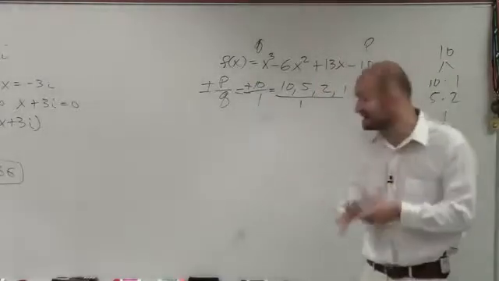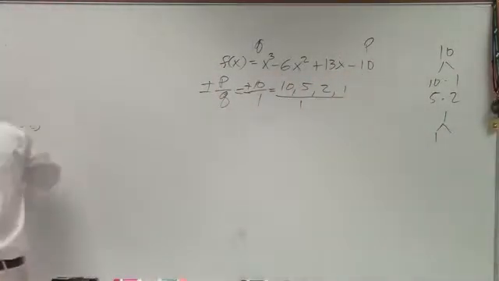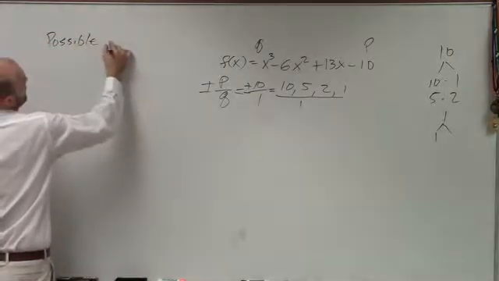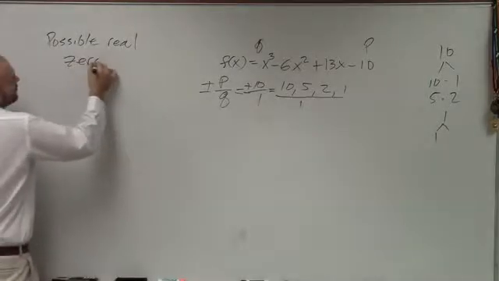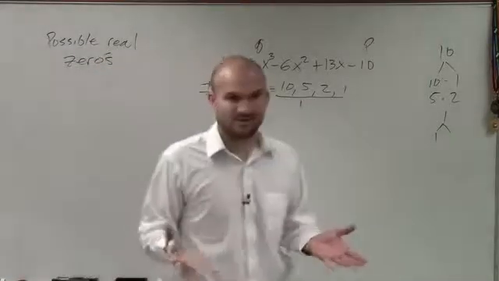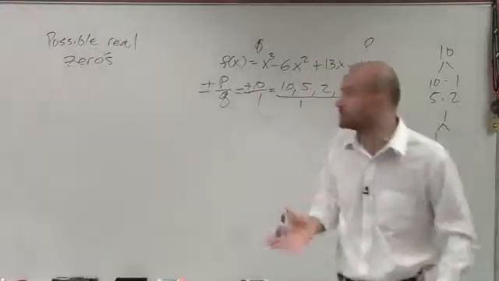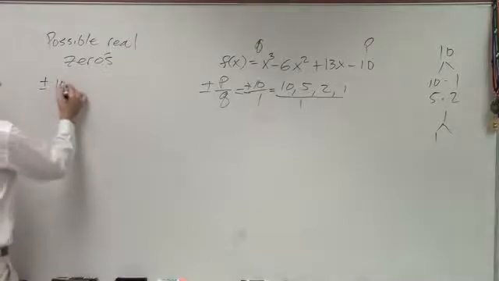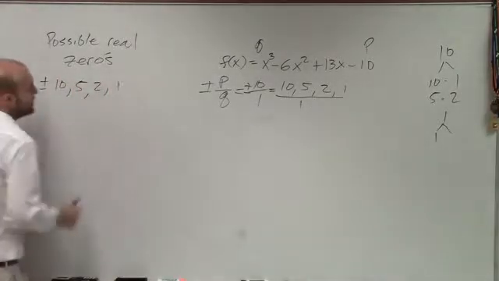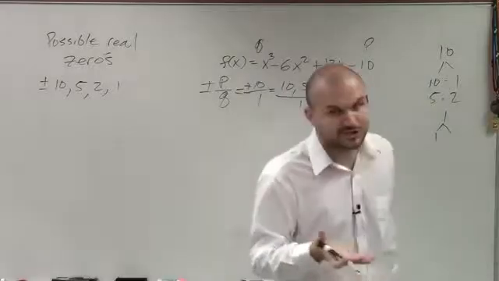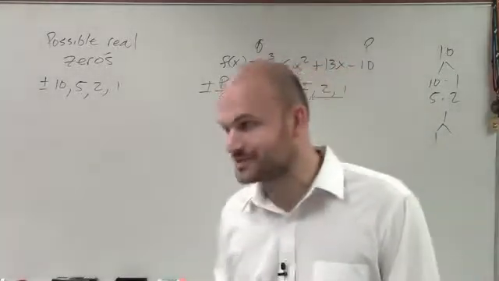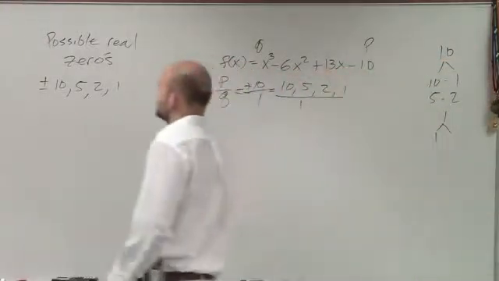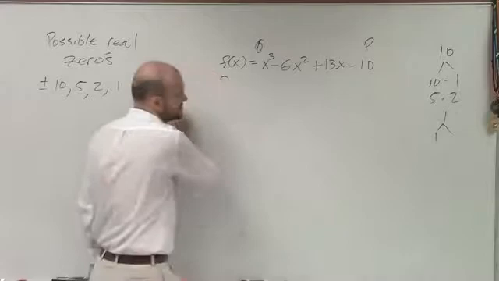So the possible real zeros, and I'll write this over here, this is going to be like our bank, what we're going to have to choose from. So our possible real zeros are going to be plus or minus 10, 5, 2, and 1. That means if we have a rational zero, it's going to be one of those numbers. All right? So now let's go to the next one. That was the rational zero test.